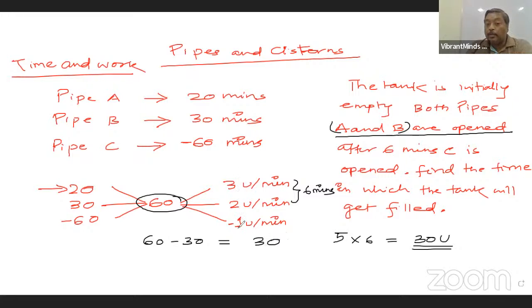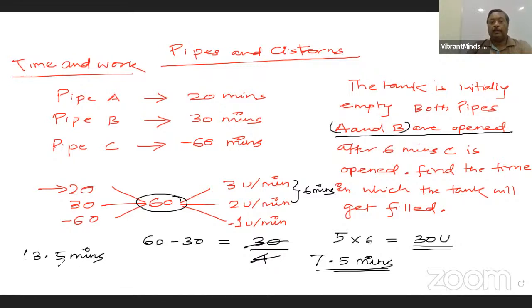Now all three are working. So 3 plus 2, 5, minus 1 is 4. It will get completed in how many minutes? 7.5 minutes. If the question asks how much time it takes to fill the tank, first 6 minutes A and B worked, and then the last 7.5 minutes A, B, C all three worked. So total time taken is 13.5 minutes, or 13 1/2 minutes. Whatever option is given, you go accordingly and mark it. Is it clear?